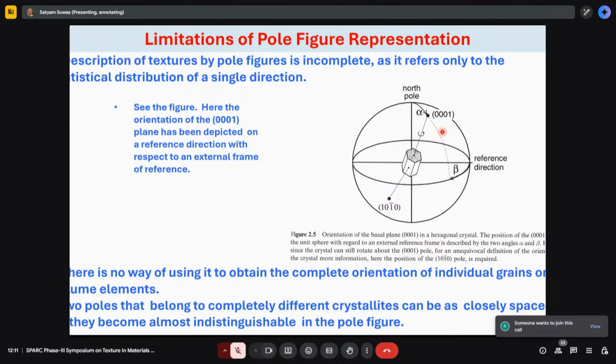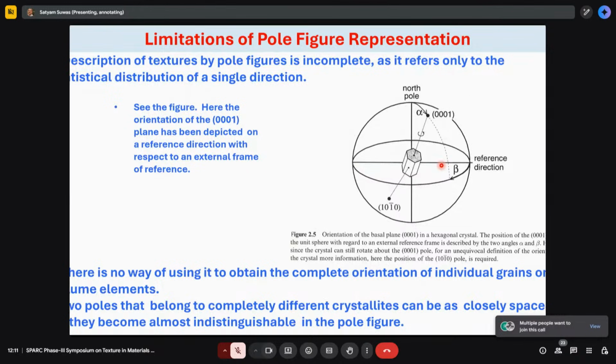And another, even more serious implication is, 2 points can be very close, but they may be substantially different orientations. So in principle, the resolution of the pole figure is very poor because the entire three-dimensional crystal data is presented in 2 dimensions. And you will see that how you make the projection will depend on that.